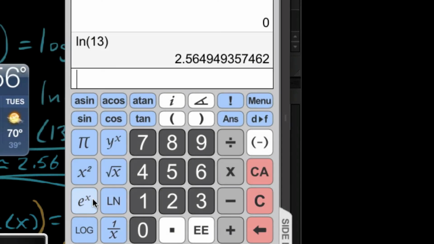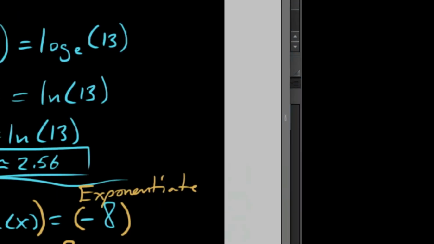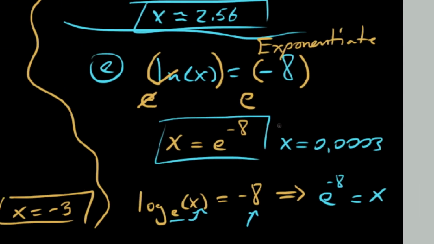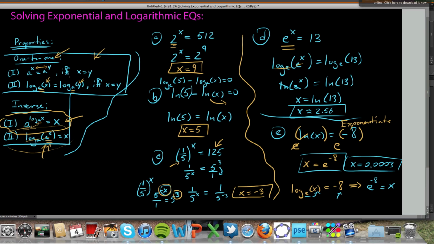So e to the -8, we'll just pull out the calculator here. Whoops, clear. So we get e to the power of -8, and we get 3.354 times 10 to the -4. So x is about 0.0003-ish. Okay, but anyways, this is a real quick run through on how you'd use your inverse properties and one-to-one properties. We're going to run through some more examples here in the next few videos.